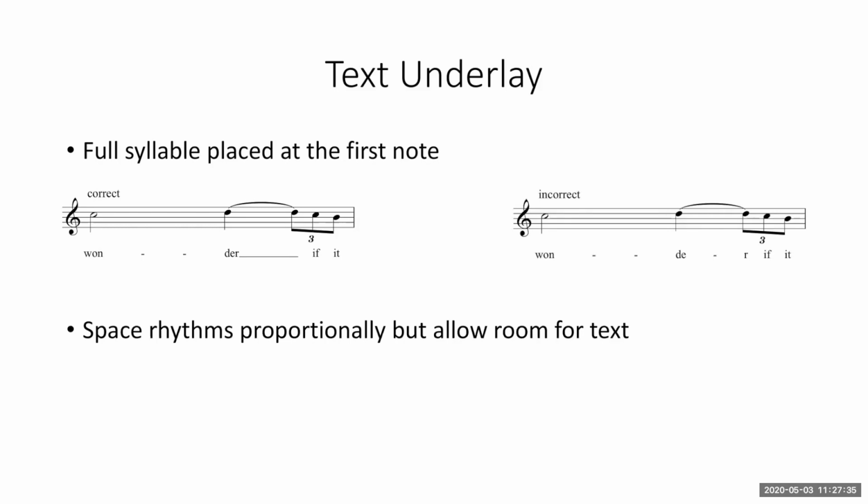You also want to make sure to space the rhythms proportionally, but allow room for the text to be easily read. Like with instrumental music, spacing the rhythms proportionally or close to it makes it easier to sight read the rhythms. But with vocal music, we also need to make sure that they're spaced far enough apart that the letters and syllables of the text are not colliding with each other.